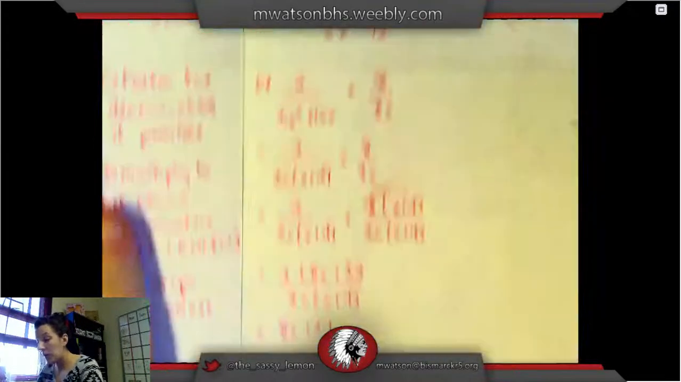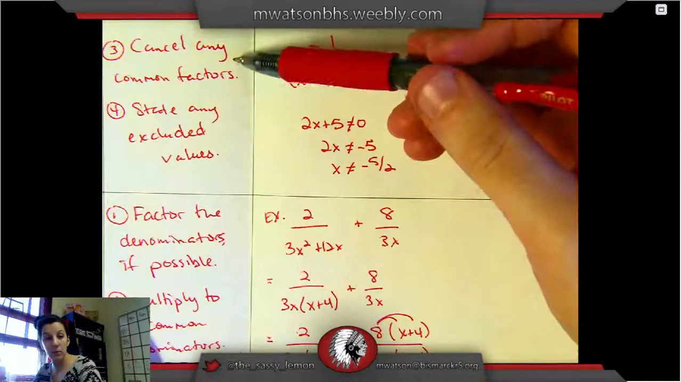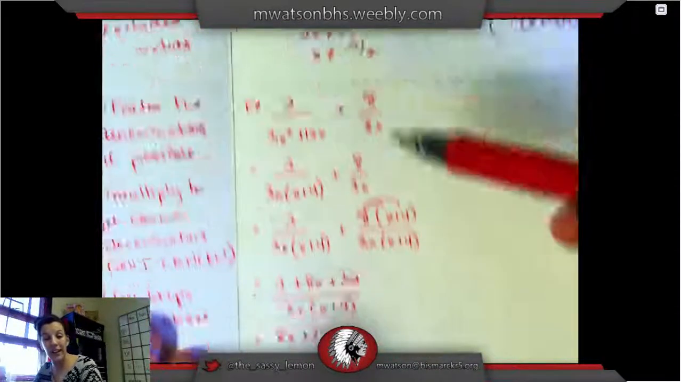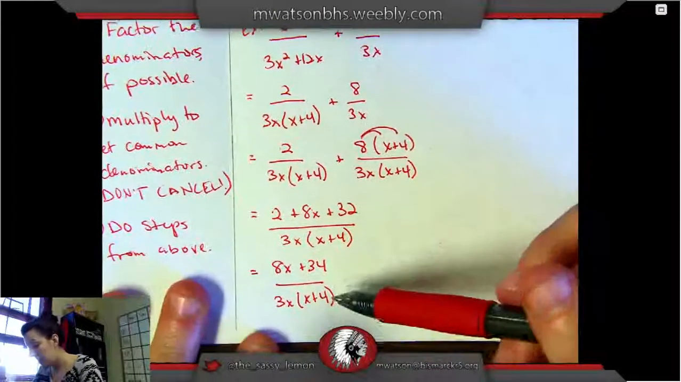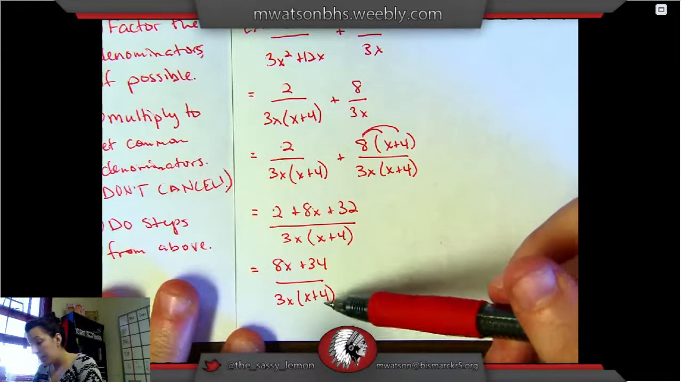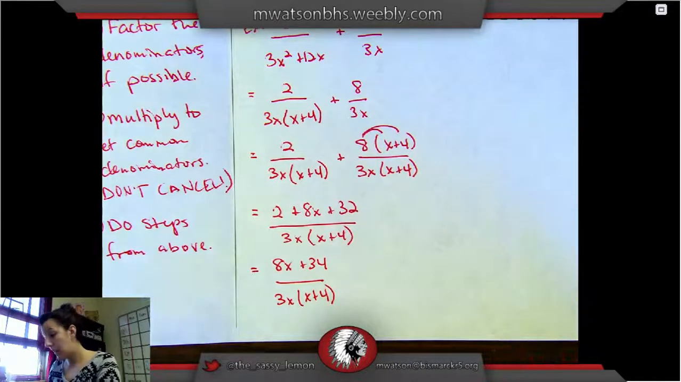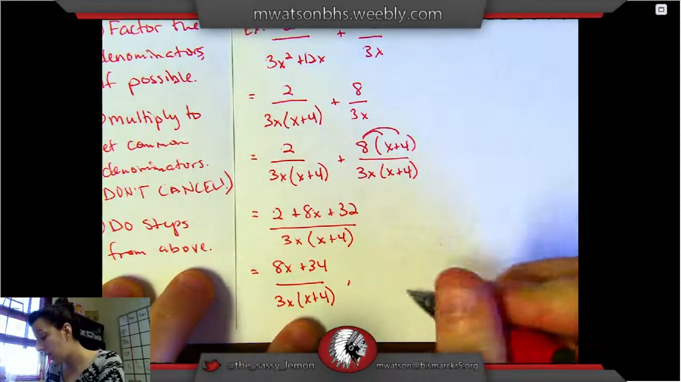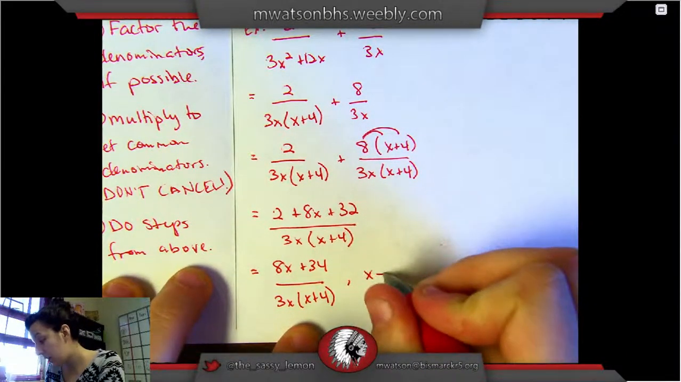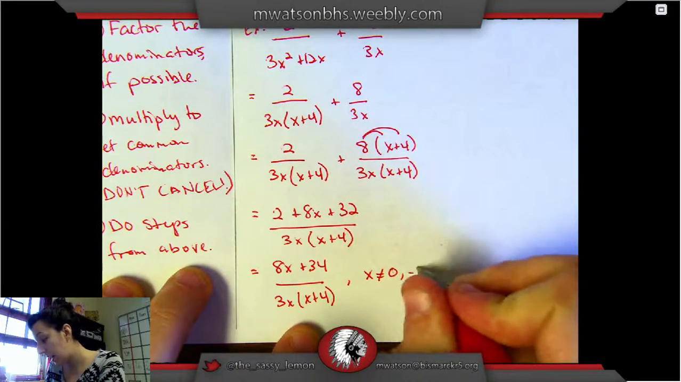Now at this point we're on step 3, where we're going to look to see if we can cancel any common factors. So it looks to me like there's no common factors at all. And so then the very last thing I need to do is state my excluded values, which are going to be 0 and negative 4.